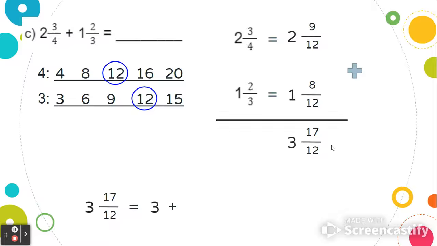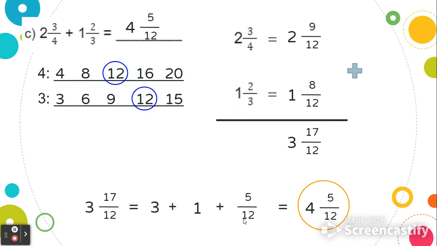We can break this apart so that we have 3 plus, now let's take out one whole, which is equal to 12/12. And we're thinking, if we take out 12/12, what do we have to add to get to 17/12? Well, 12/12 plus 5/12 will get us those 17/12. We can rewrite this 12/12 as one whole. Now we just have to add. 3 plus 1 gets us 4, and our leftover fraction is 5/12. So our sum, or answer, is 4 and 5/12.